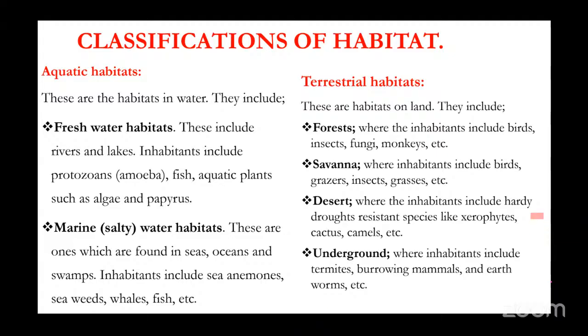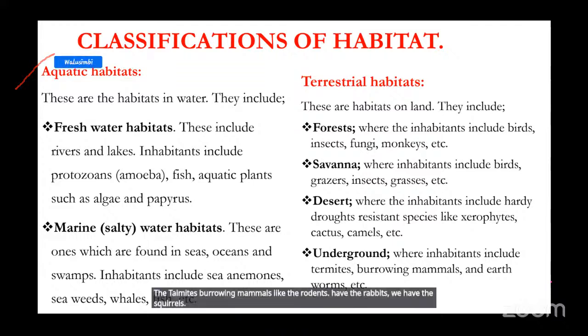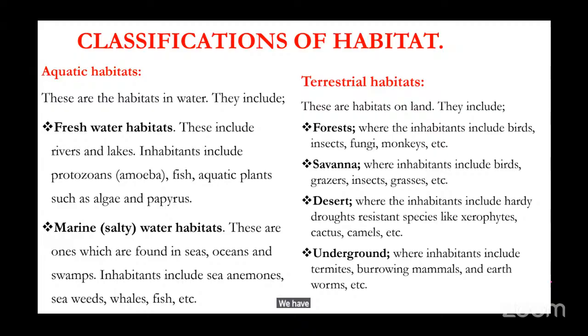Then lastly, we have what we call the underground. The underground is one of the categories of a terrestrial habitat. There are very many inhabitants of this part of the terrestrial habitat. We have the termites, burrowing mammals like the rodents, the rabbits, the squirrels, the rats, and then we have earthworms. They normally stay underground.